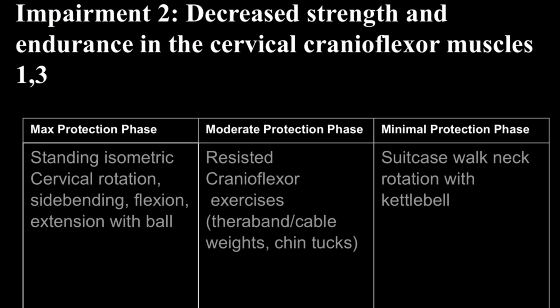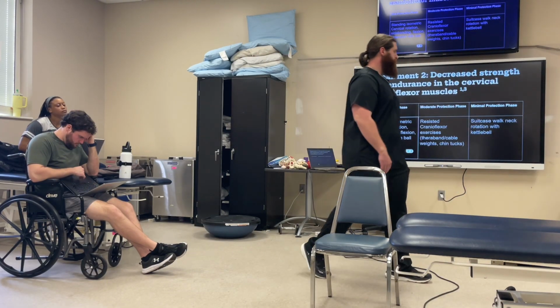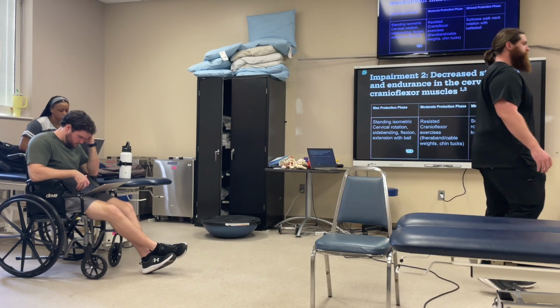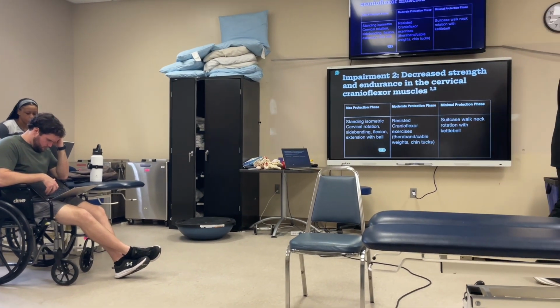Alright, so our second problem is decreased strength and endurance in the cervicocranial flexion muscles. As you know, the cranial flexion muscles are the capitis muscles and all those good stuff. So for the max protection phase, we're going to do some standing isometric cervical rotation, side bending, flexion, and extension with a ball. Usually we would use a smaller ball to implement this exercise, but we can't find it.